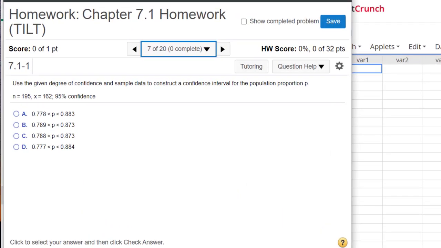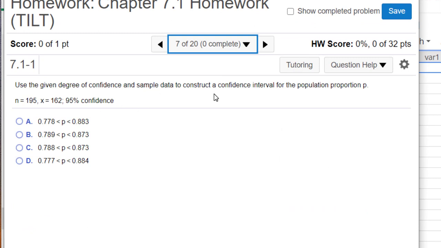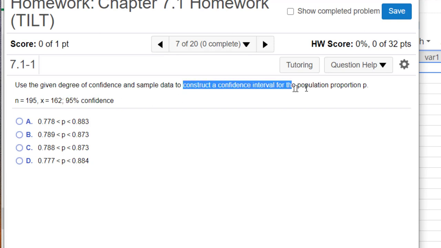Okay, let's look at this problem right here in chapter 7.1, where we want to take our sample data, which they've just given us: an N, an X, and a confidence level. It wants us to construct a confidence interval for the population proportion. So we're going to show you how to use StatCrunch to make these confidence intervals that you'll be making in chapter 7.